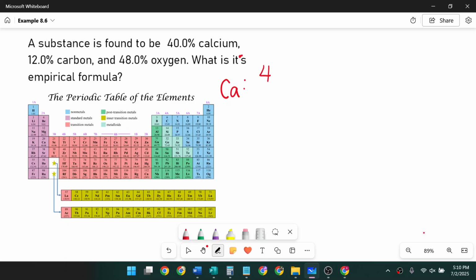For this, we have 40%. Well, so if we have 40%, that would be 40.0 grams. So we're going to pretend we have 40.0 grams. And then we're going to turn that into how many moles we have. So for calcium, which is right here, that's 40.08. So that means for every 1 mole of calcium, there are 40.08 grams of calcium. So by doing this, we can figure out how many moles of calcium we have.